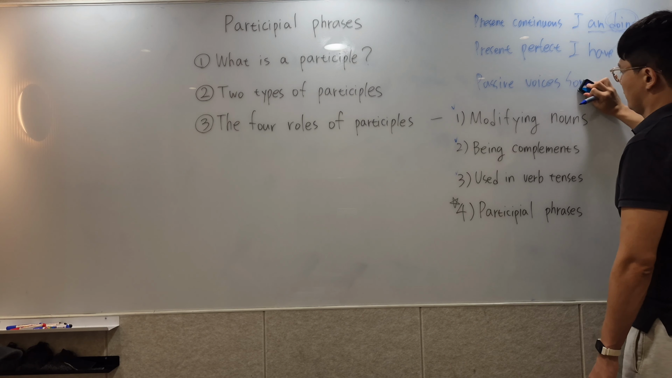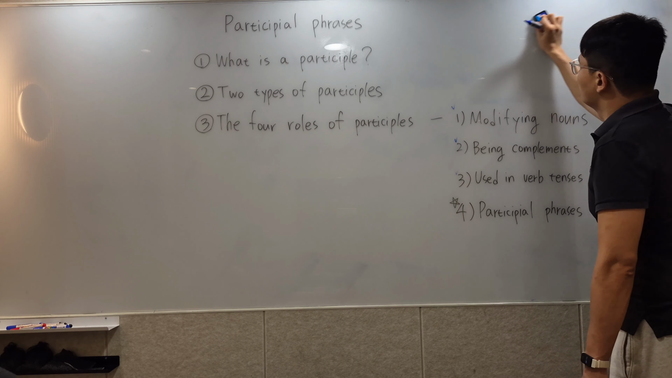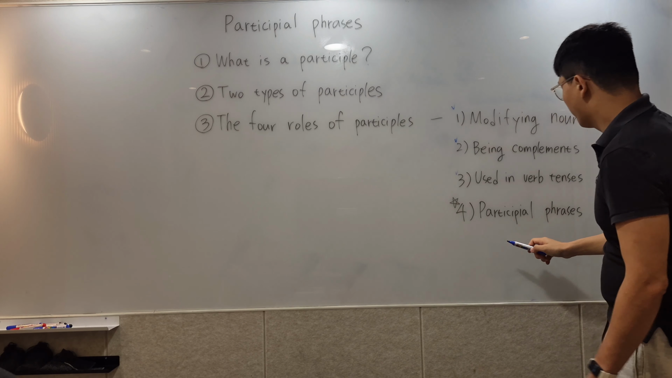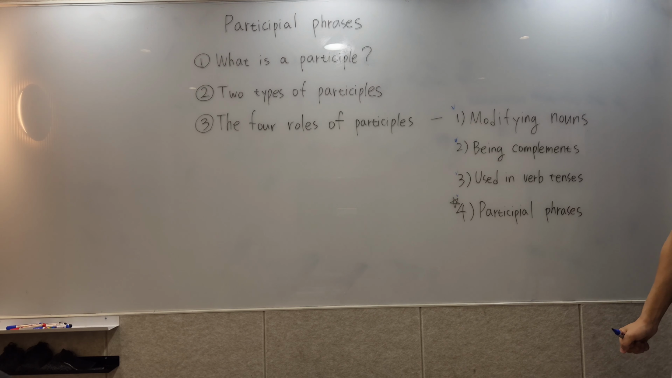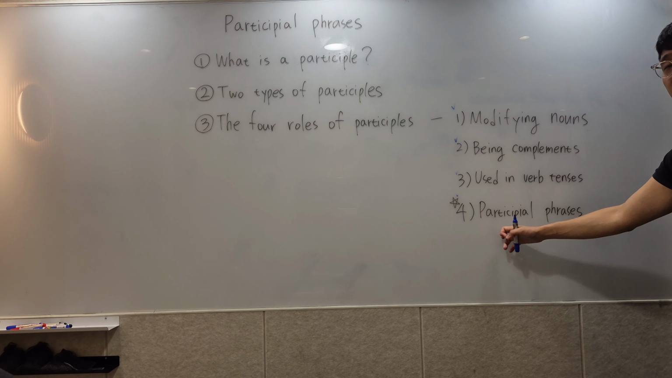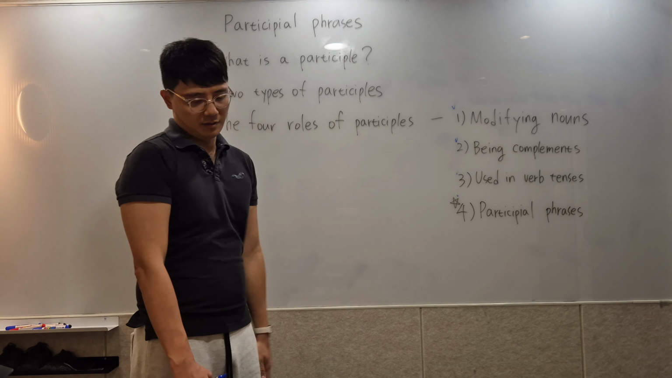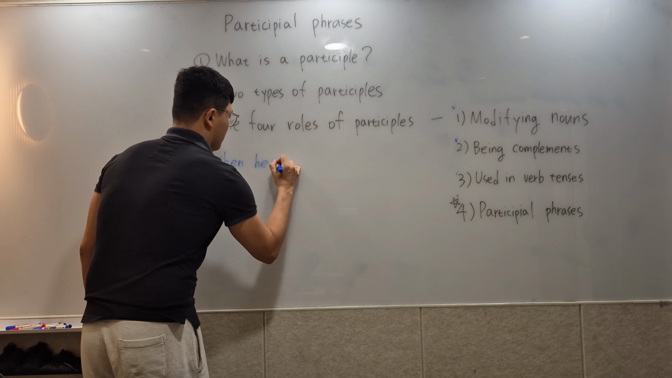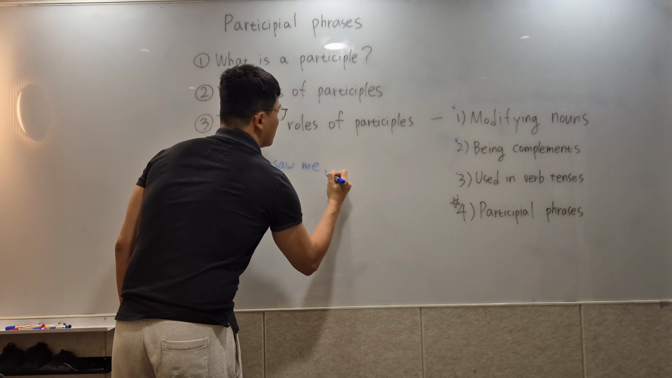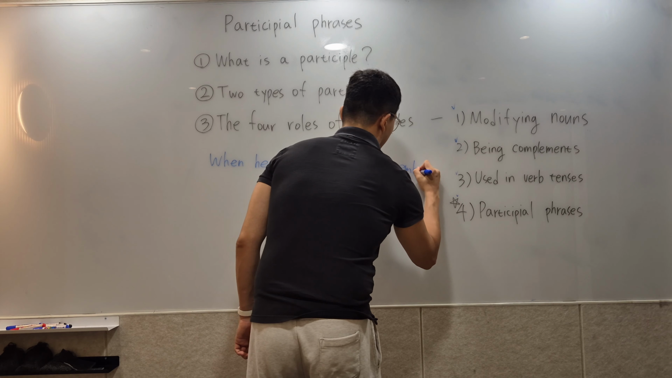All right. Use in verb tenses, we figured. And the last one, here is the key part: participial phrases. All right? So participles are used as adjectives, right? What about participial phrases? Let's look at the basic structure of a participial phrase. Look at this sentence: "When he saw me, he got so embarrassed."